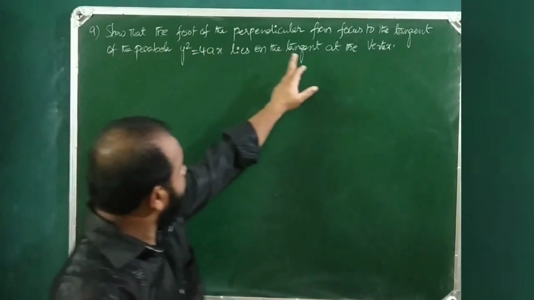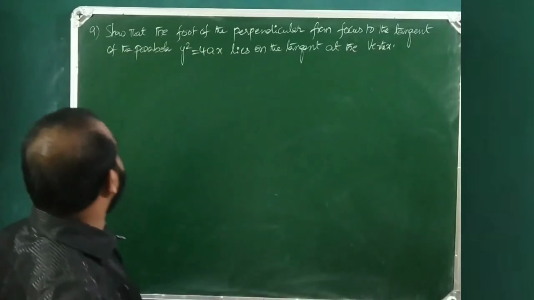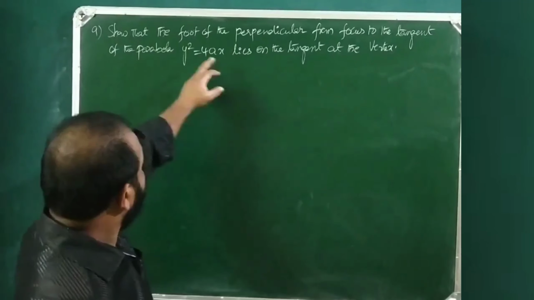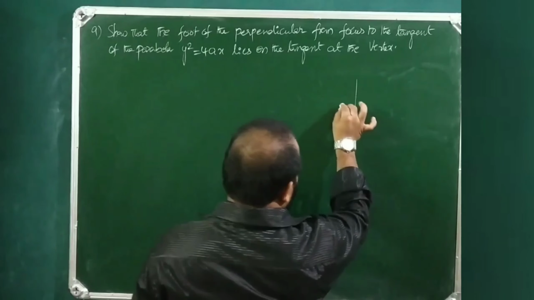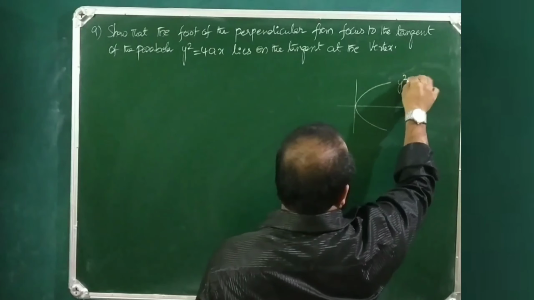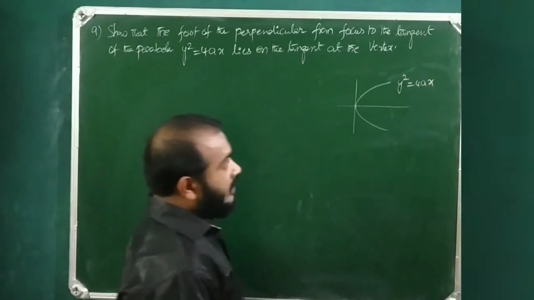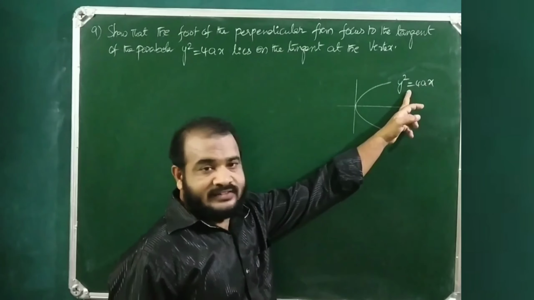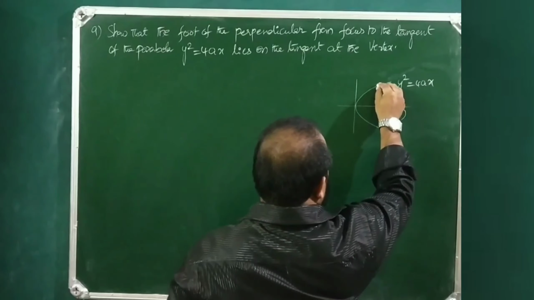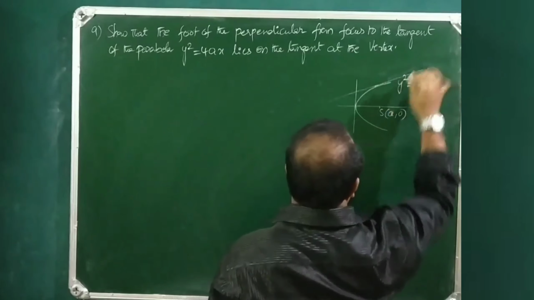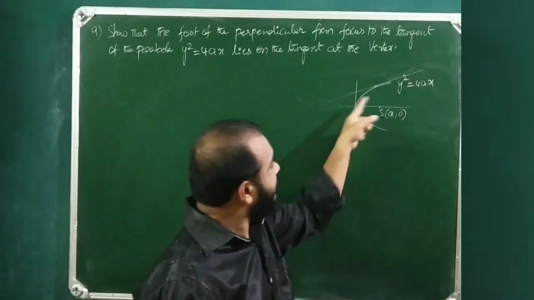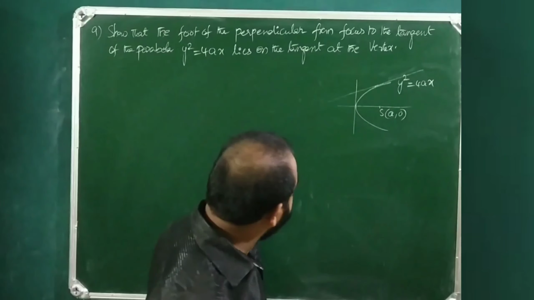Show that the foot of the perpendicular from the focus to the tangent of the parabola y square equals to 4ax lies on the tangent at the vertex. Let us suppose that this is the parabola y square equals to 4ax. Its focus lies on x-axis, which is a comma 0. Let us suppose that this is the tangent. This line is the tangent to this parabola y square equals to 4ax.